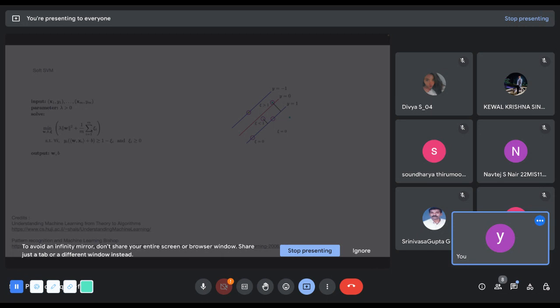So when do you think all the zetas will be zero? It will only happen when all of these points are on the right side of your decision boundary. That is a perfectly separable case. So when all zetas are zero, your problem is nothing but your old problem. So here you have the separable case. You have a line, and to the left you have one class of points and to the right you have another class of points.